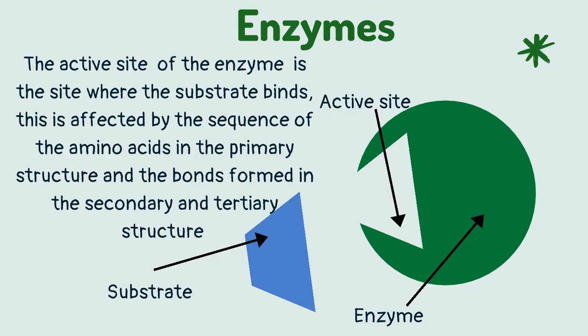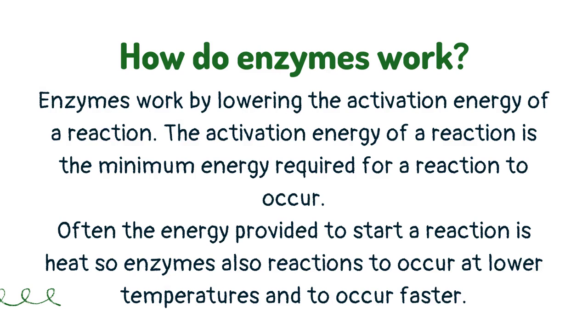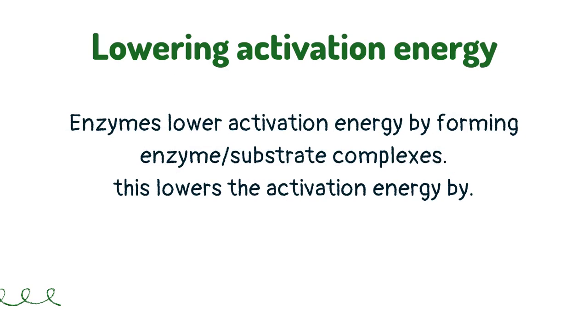The active site of the enzyme is the site where the substrate binds. This is affected by the sequence of the amino acids in the primary structure and the bonds formed in the secondary and tertiary structure. Enzymes work by lowering the activation energy of a reaction. The activation energy of a reaction is the minimum energy required for a reaction to occur. Often the energy provided to start a reaction is heat, so enzymes also allow reactions to occur at lower temperatures and to occur faster. Enzymes lower activation energy by forming enzyme-substrate complexes.